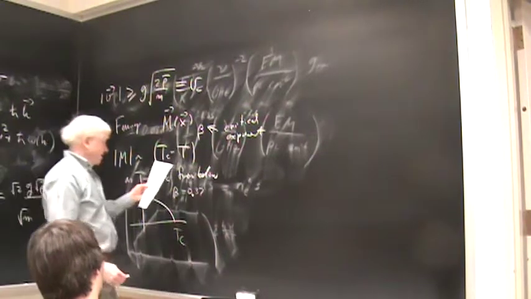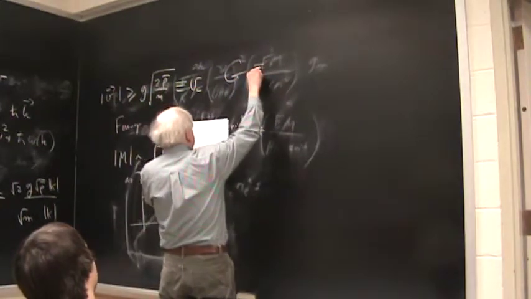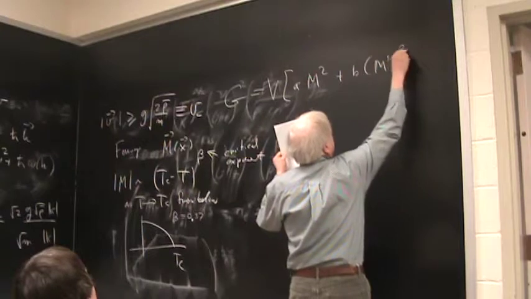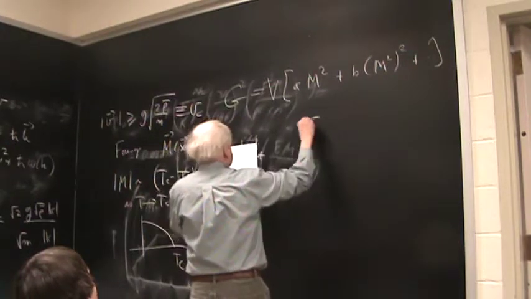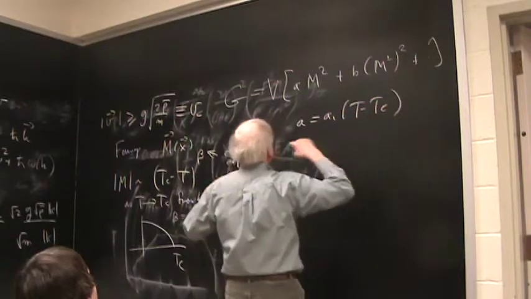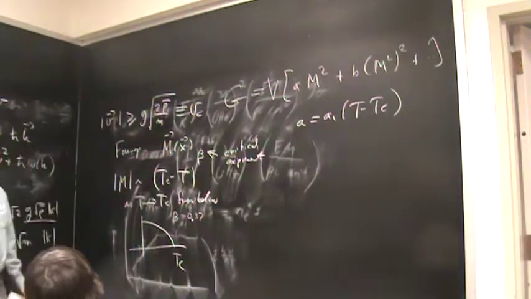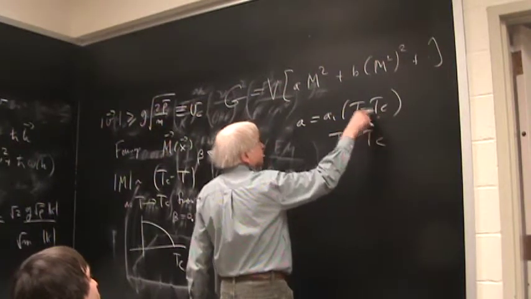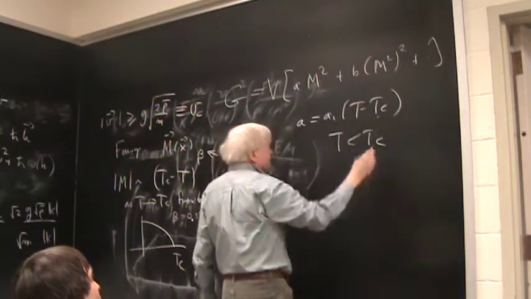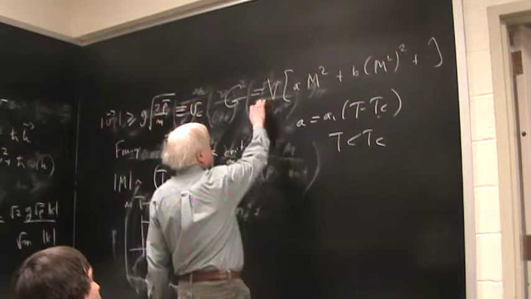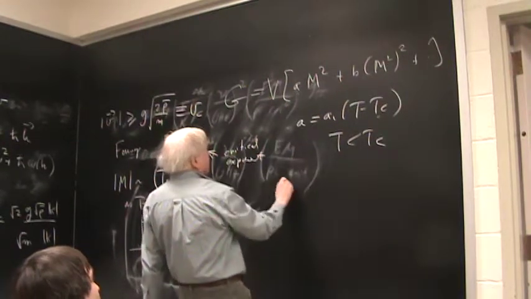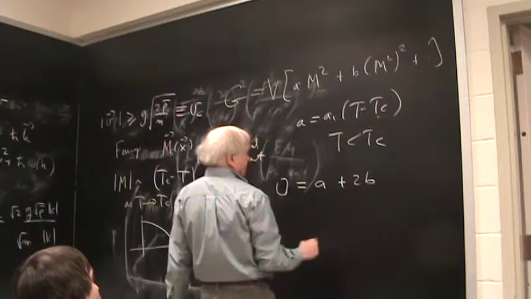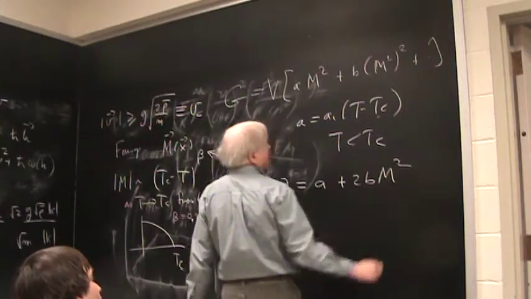Now, what Landau and Ginzburg did was they took the free energy to be the volume times A times the square of the magnetization plus B times the fourth power plus other terms, and they said let A be A1 times T minus Tc. Well, you can see what happens. You're just getting spontaneous symmetry breaking, because if T is less than Tc, this term is negative, that term is positive, and so you get a spontaneous magnetization. In other words, you minimize the free energy by differentiating with respect to m squared, and you get 0 is equal to A plus 2B m squared. So I've done that correctly.